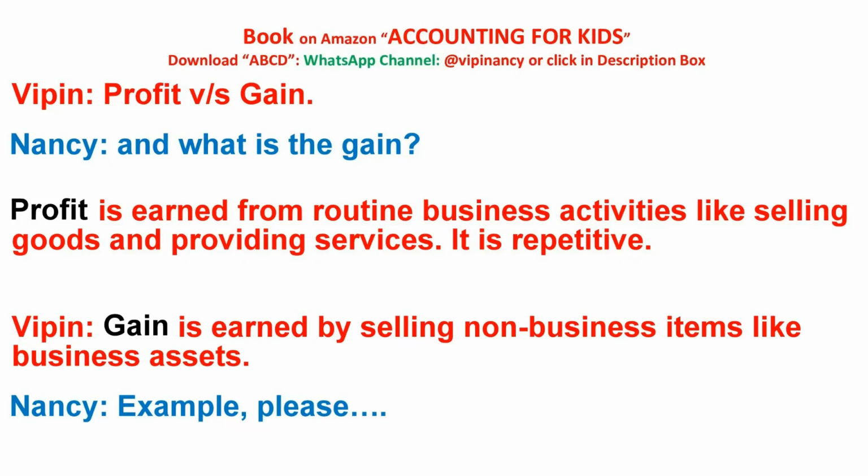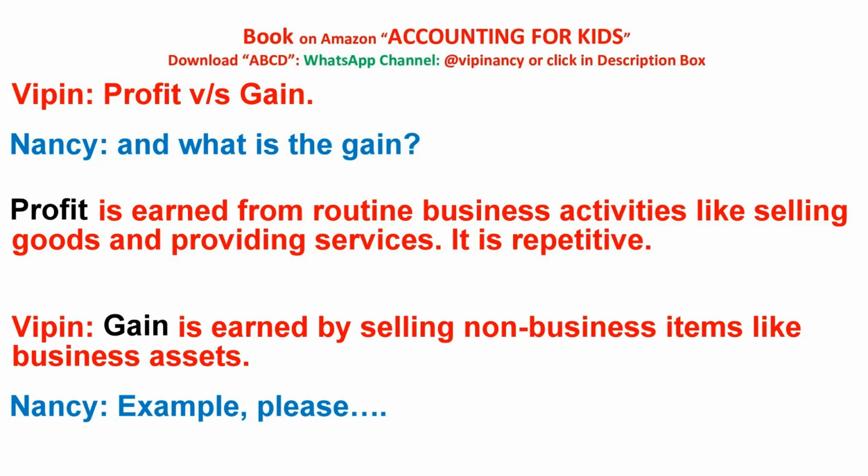Vipin: Profit versus gain. Profit is earned from routine business activities like selling goods and providing services. It is repetitive in nature. Nancy: And what is the gain? Vipin: Gain is earned by selling non-business items like business assets.